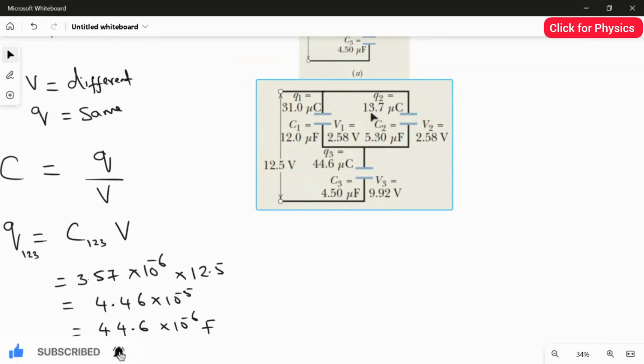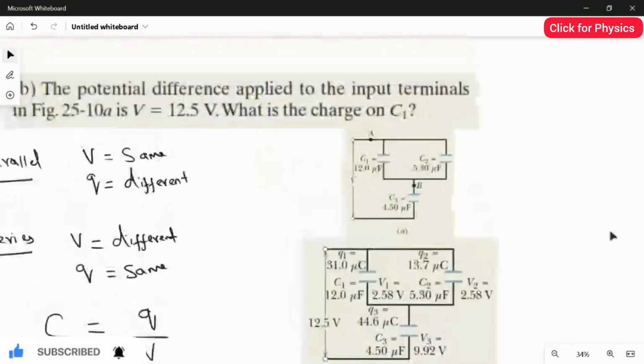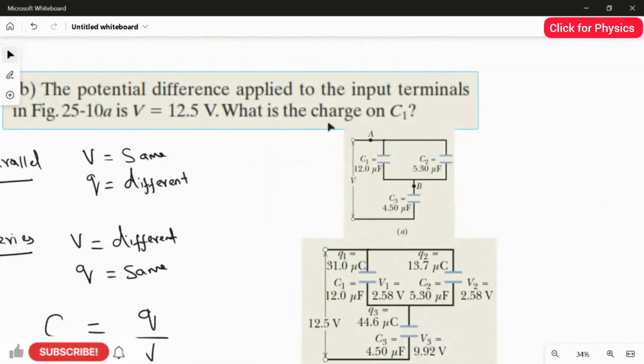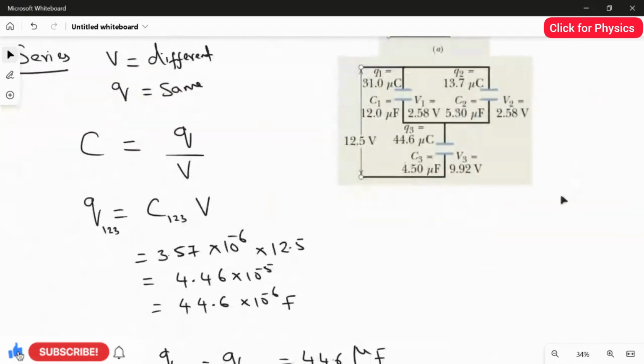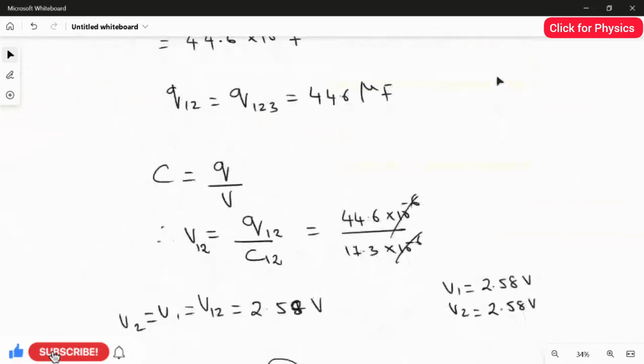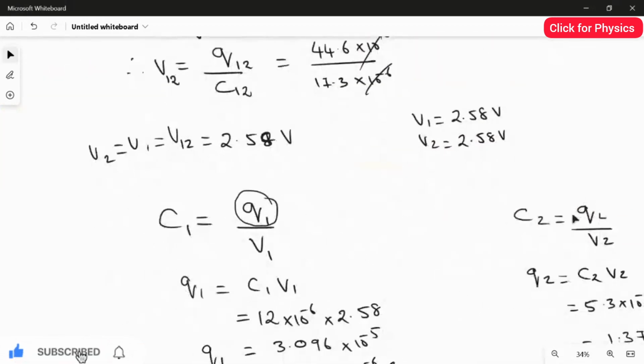Clear? Okay. Now we have to see C3. In this question they just need the answer for C1, but I just want to explain what is the charge stored in C1, what is the charge stored in C2, and what should be the charge in C3. I just want to show everything. That's the reason I'm working on it here. Clear?